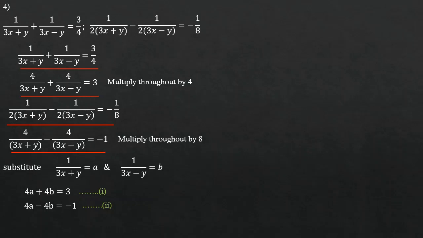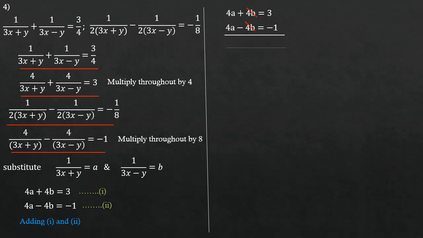Now if we think about solving this, the coefficient of a is the same, and the coefficient of b is also the same. The choice is yours, which operation you want to do. We prefer to do addition by taking the help of the coefficient of b. The signs are different, so we prefer addition. So when we do addition, we get 4a plus 4b is equal to 3, and 4a minus 4b is equal to minus 1. Let us add.